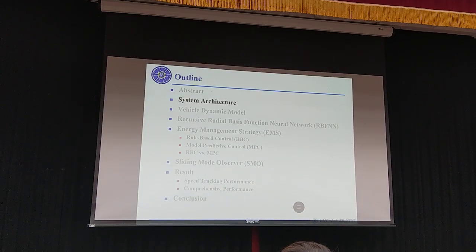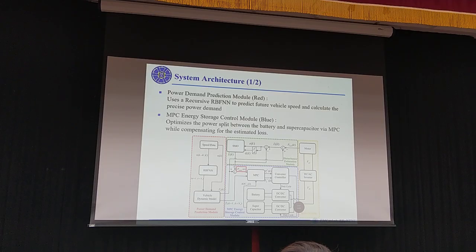System architecture. First, look at the red block on the left, the power demand prediction module. We use an RBF neural network to analyze historical speed data and predict future speed. Based on this, we calculate the required power using the vehicle dynamic model. Next, in the middle is the blue block, the MPC energy control module. It retrieves the power demand and calculates the optimal power split between the battery and the supercapacitor. It then sends commands to the converter controller to manage the power output.